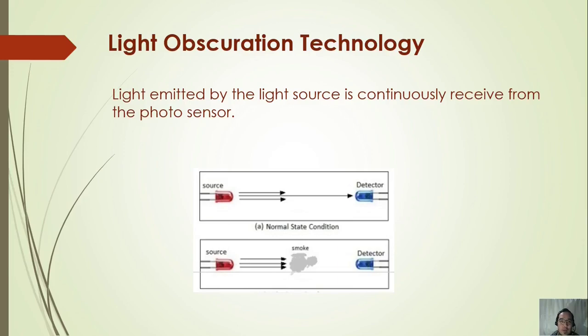The other one is light obscuration technology. When we say light obscuration technology, normally all the light coming from the light source is received by the photosensor, like what you will see here in the picture. It's receiving all the light coming from the light source. But when smoke enters the detector head or chamber, it will block some of the light. And when that particular alarm threshold is met, then the detector will activate.